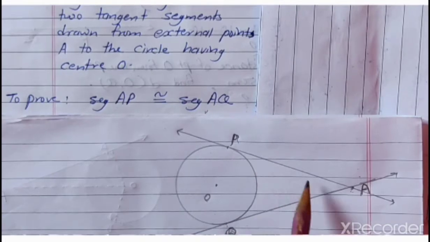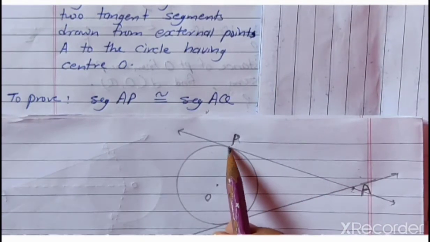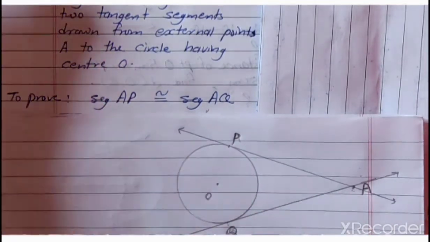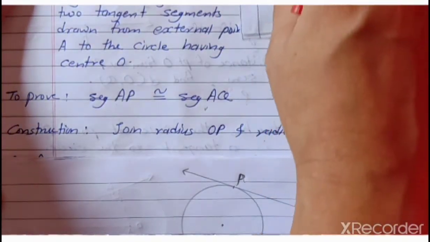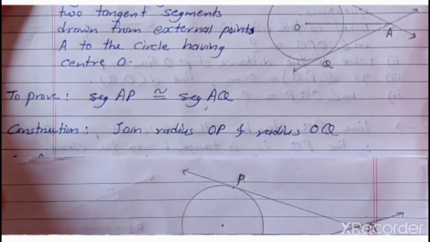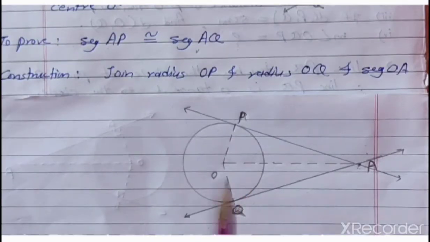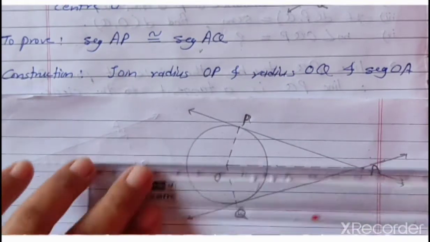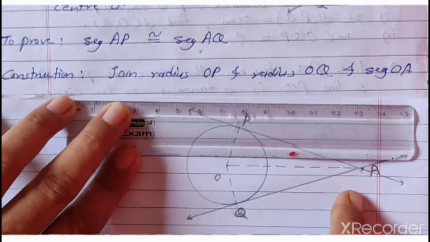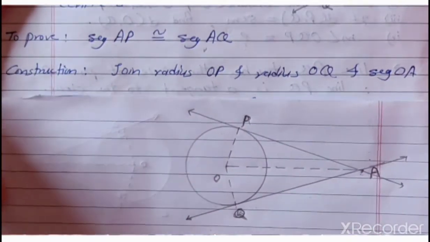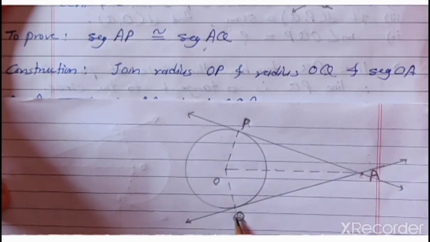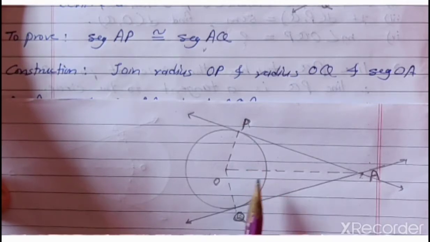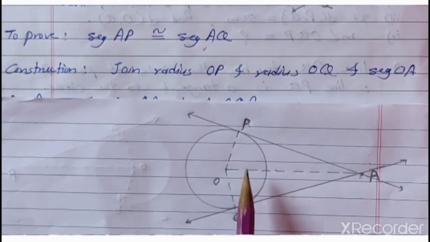To prove this, here we require some construction. So here I am just drawing OP, OQ and OA. This is the construction. From this construction, we get two triangles, triangle OPA and triangle OQA. By using these two triangles, we can prove these two segments are congruent. So let us first prove these two triangles are congruent.